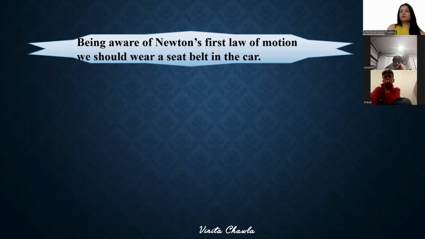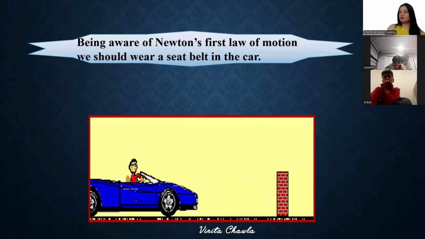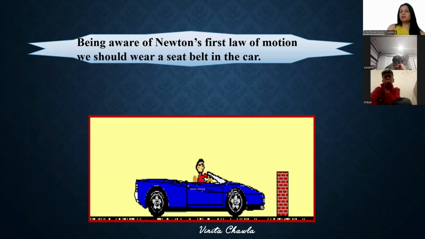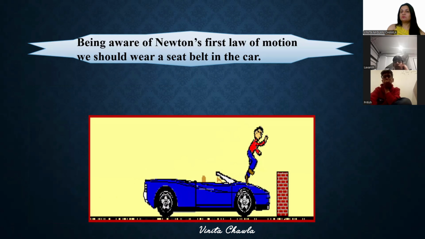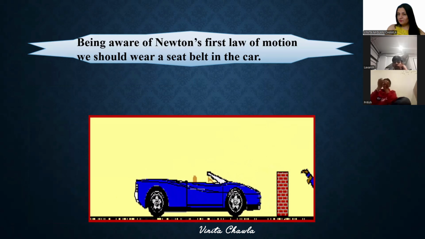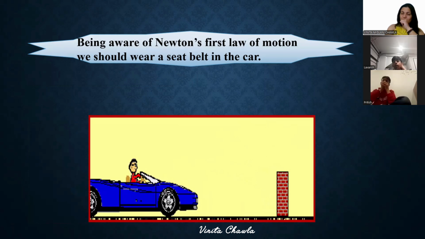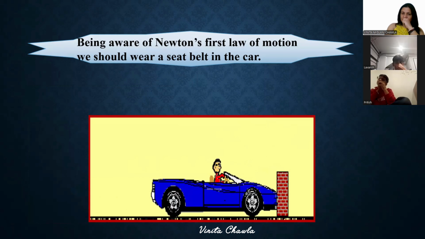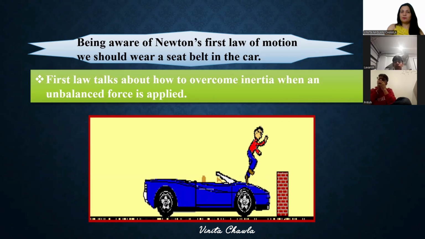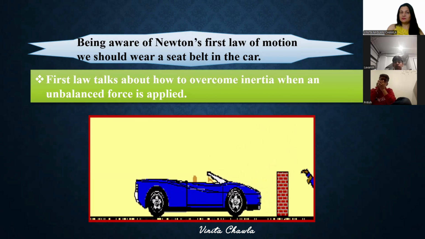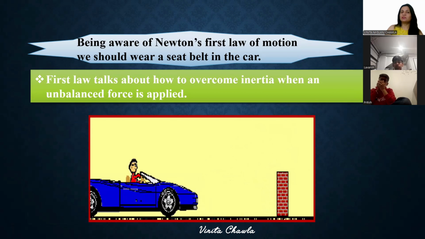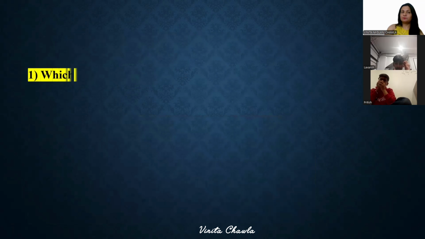So being aware of Newton's first law of motion, we should wear a seat belt in the car. Why should we wear the seat belt in the car? Because we can fall if a car is bumped into a wall or a tree due to inertia of motion. Yes. First law talks about how to overcome inertia when an unbalanced force is applied.